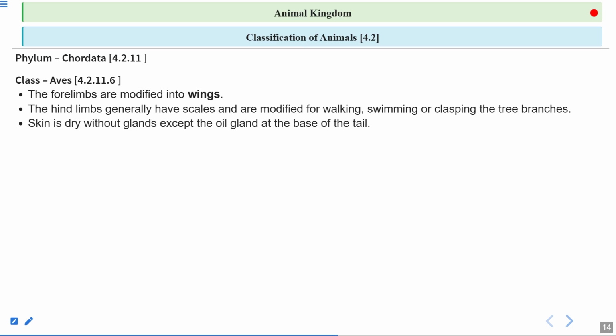Skin is dry without glands except the oil gland at the base of the tail. Their skin does not have any type of glands except the oil gland, and that is present only at the tail part. Okay. And that is at the base of the tail.